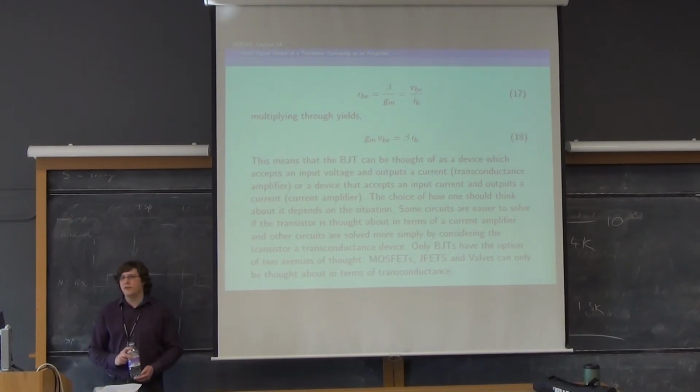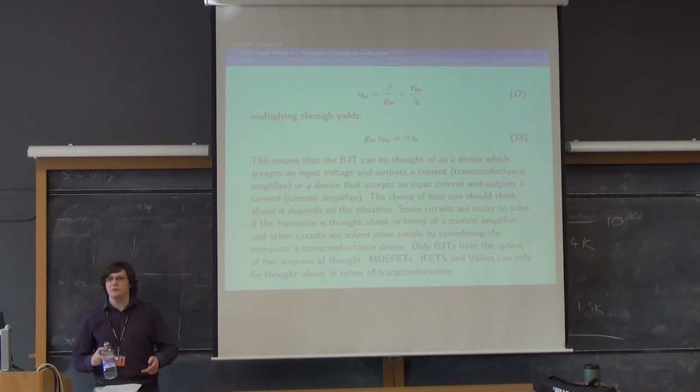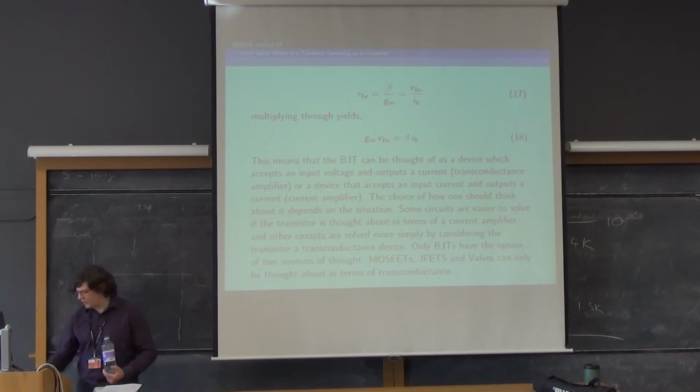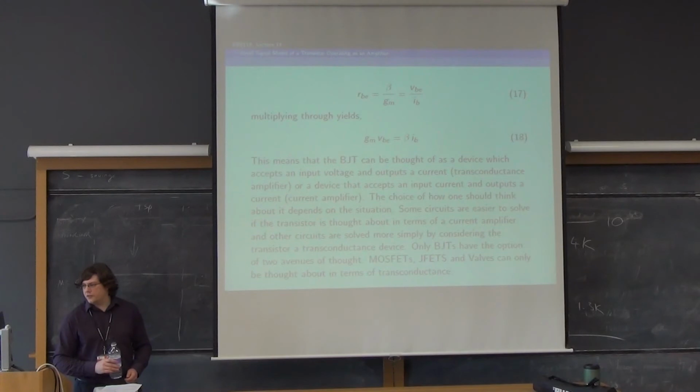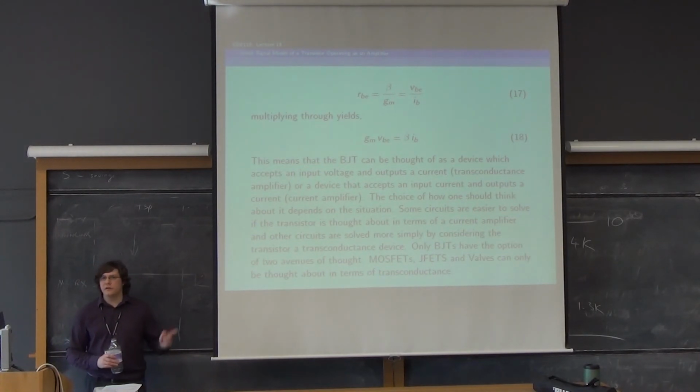And the only way that you can figure out which you should use is to do some practice, and it will slowly become apparent that in one situation you tend to use loops, in another situation you tend to use nodes. And you will, hopefully, if you're working your way through the problem sheets, have realised that some questions are easier with nodes than they are with loops, because you end up with fewer equations. It's the same sort of thing here. Don't forget, of course, that MOSFETs, JFETs and valves can only be thought about in terms of transconductance, because their equivalent of IB would be zero.